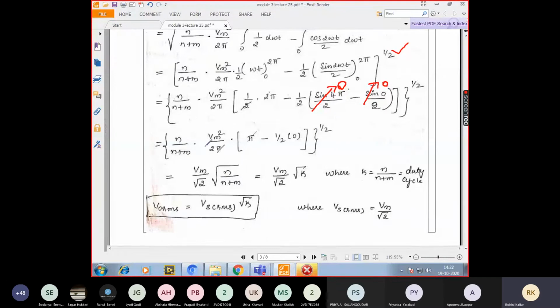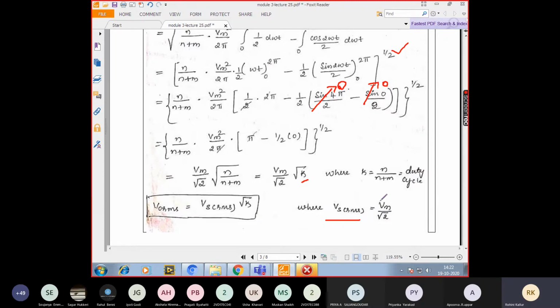So I'll take this Vm square by 2 outside. So it will be equal to Vm by root 2 root of n divided by n plus m, where this n divided by n plus m can also be written as k, which is the duty cycle, where k is equal to n by n plus m, that is on period divided by the total time period T. So this is equal to duty cycle, and Vs RMS, or the RMS value of your secondary voltage, is equal to Vm by root 2. Okay, as discussed in the last class.